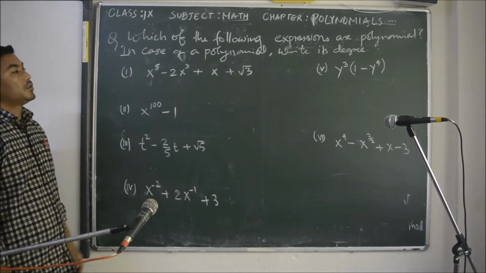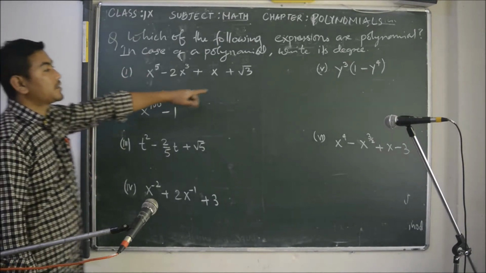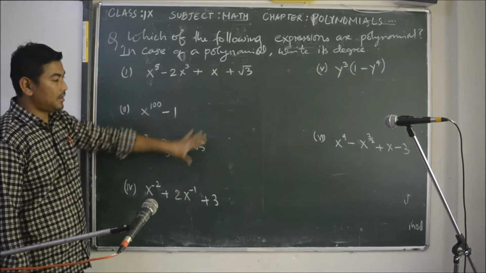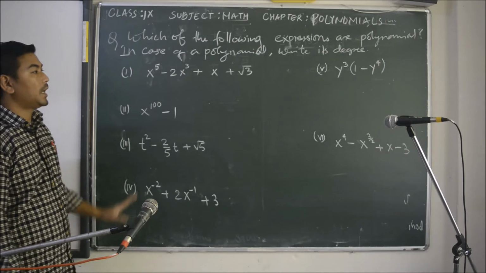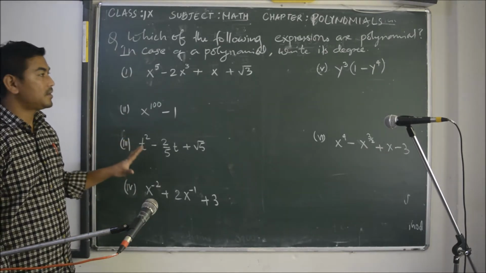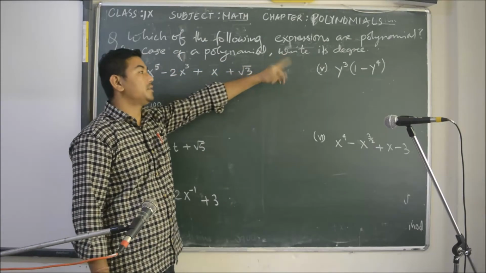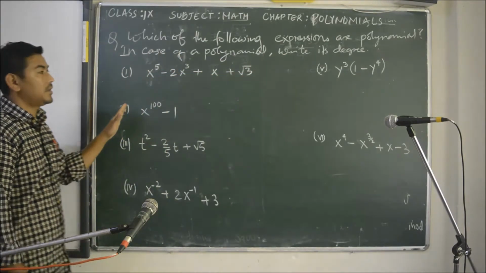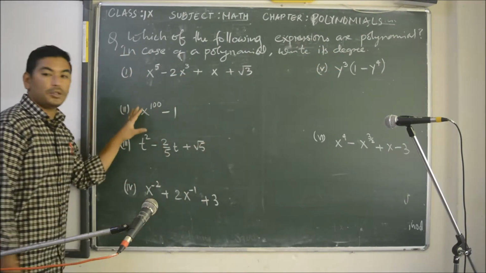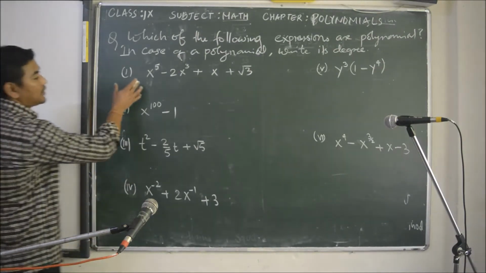So here the first question is, which of the following expressions are polynomials? Here you are given 6 expressions, so you have to check which of them are polynomials and which are not. If it is a polynomial, then you have to write its degree also. Actually there are two questions. You have to choose the polynomials and write their degree. Now let's come to the first question here.